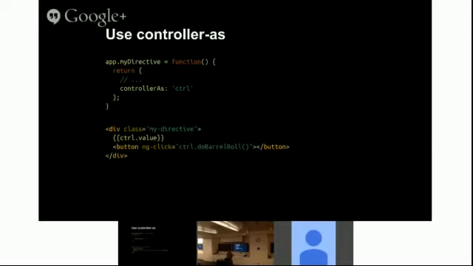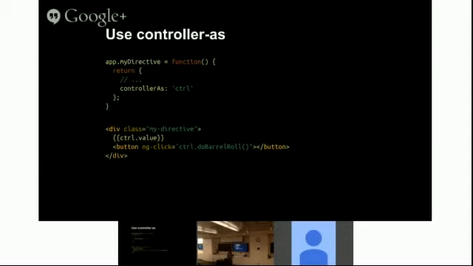It can be hard to track down where a scope property is coming from. By doing it this way, we find it just to be easier to maintain what's actually being exposed on the view and making sure it conforms to a consistent API. You can see in my example here, we have a button where the ng-click is controller.doBarrelRoll, instead of having in your controller scope.doBarrelRoll equals some function.